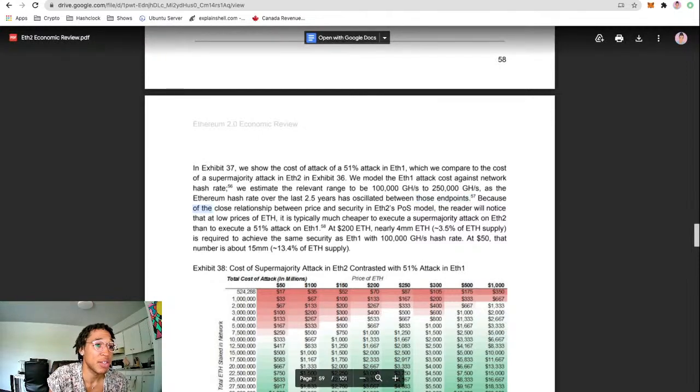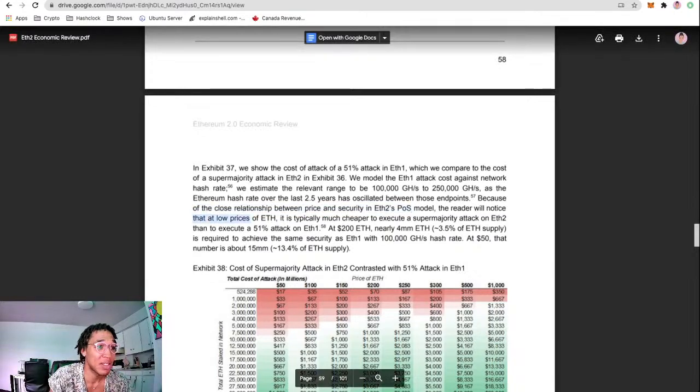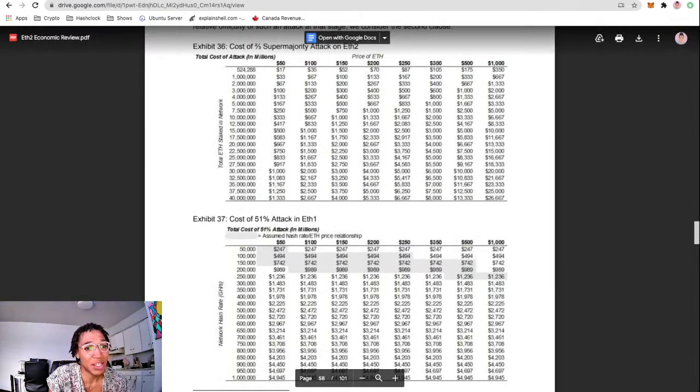Because of the close relationship between price and security in ETH2's proof of stake model, the reader will notice at low prices of ETH, it is typically much cheaper to execute a supermajority attack on ETH2 than to execute a 51% attack on ETH1. And so that's just showing here how pretty much at the ETH $500 range, with a low amount of ETH staked, it is not as secure as ETH1.